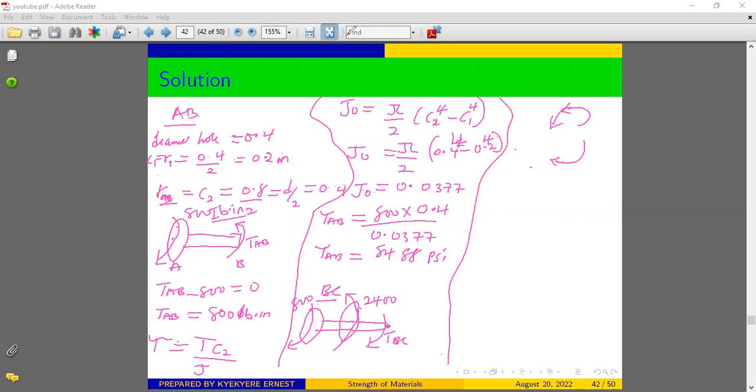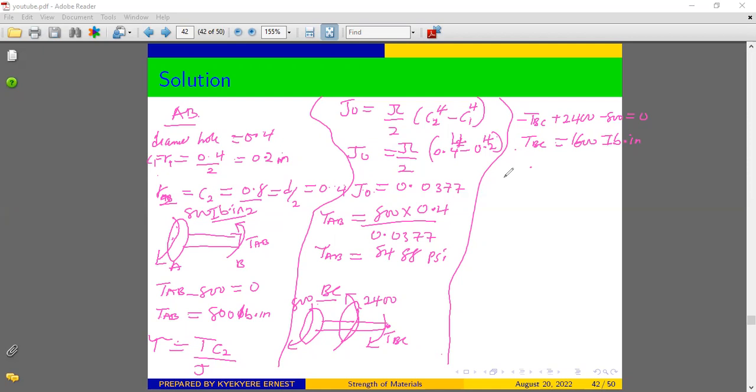Don't forget that anti-clockwise is positive and clockwise is negative. So from here we can say negative TBC plus 2400, because that one is anti-clockwise so it's positive, and 800 is clockwise so minus 800, should be equal to zero. From here, TBC should be equal to 1,600 pounds per inch.